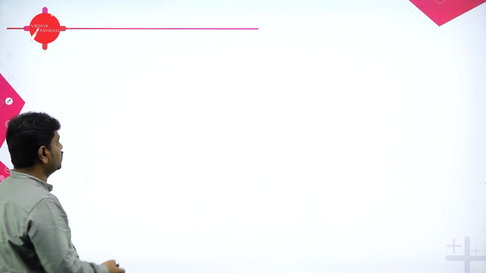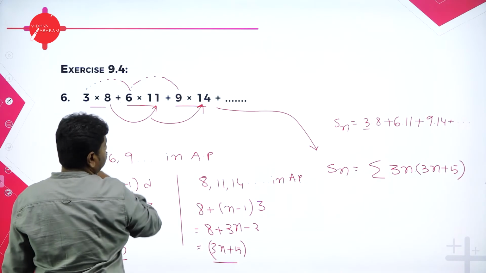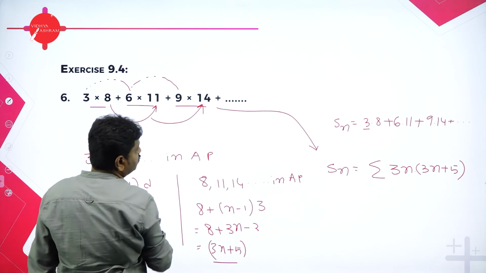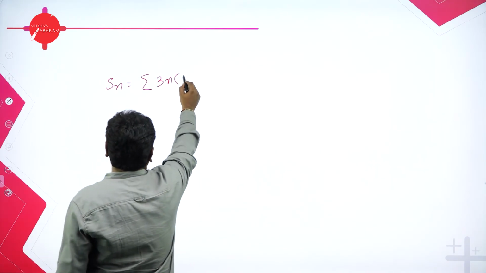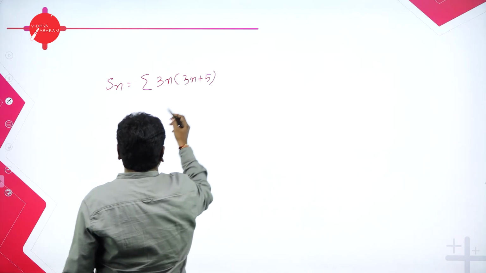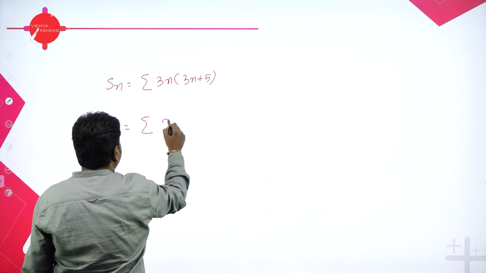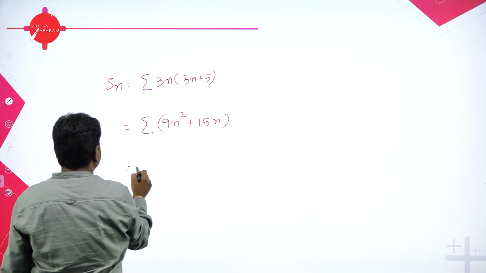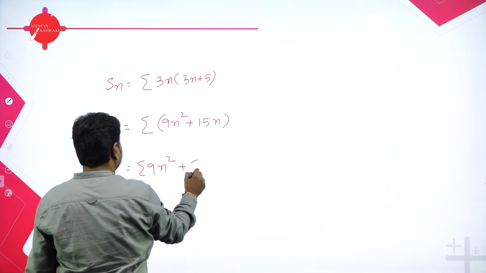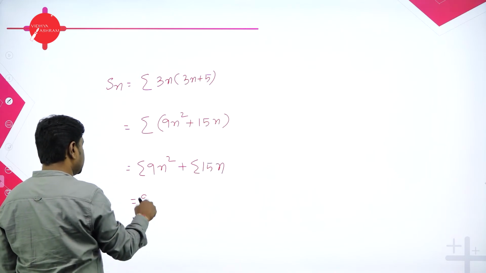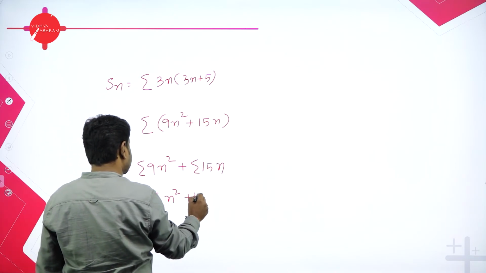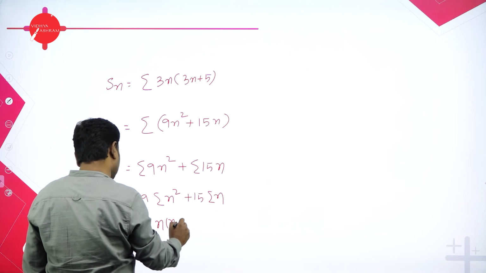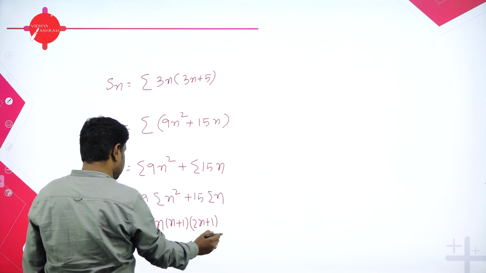Now we'll do the summation. Sn equals sigma 3n into 3n plus 5. Multiplying, 3 threes are 9n squared, plus 3 fives are 15n. Now apply sigma: sigma 9n squared plus sigma 15n. 9 is constant, take it out, sigma n squared; plus 15 is constant, take it out, sigma n. So sigma n squared is what? n into n plus 1 into 2n plus 1 by 6.